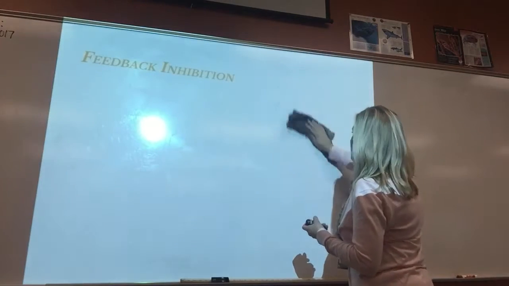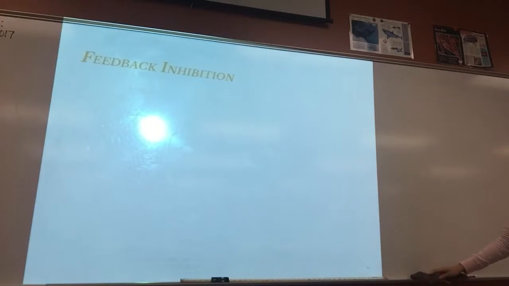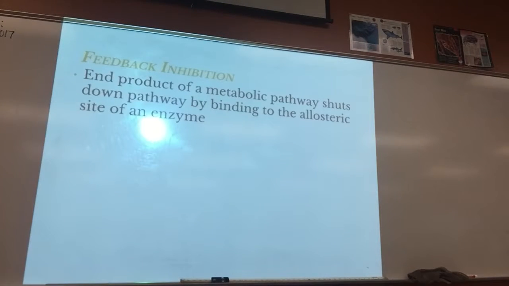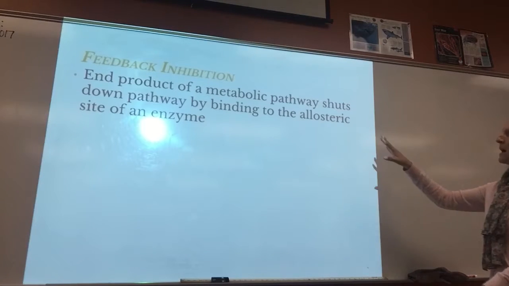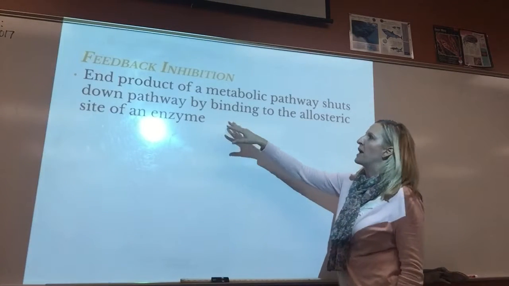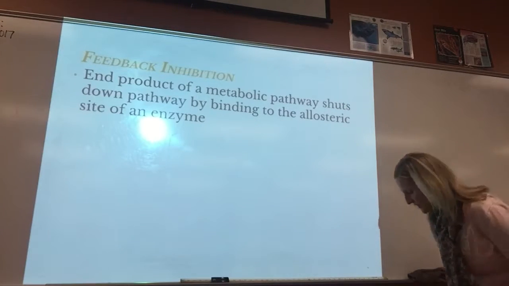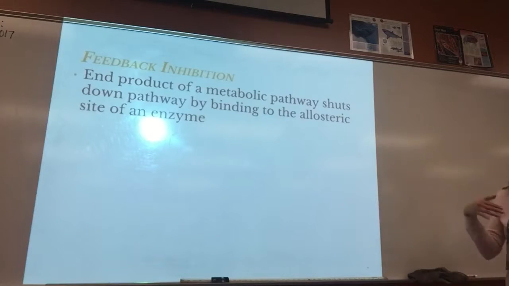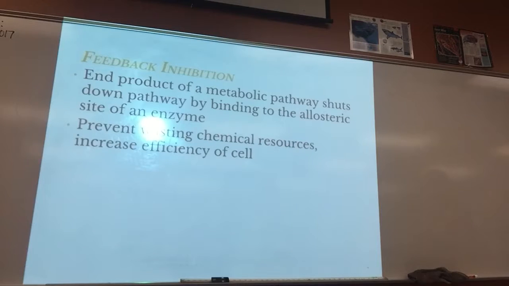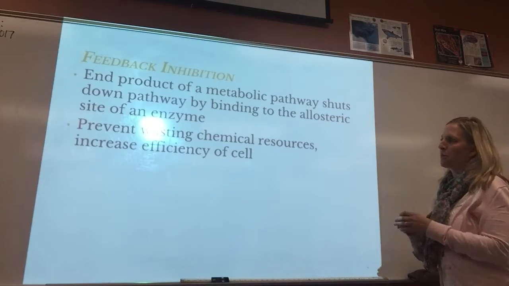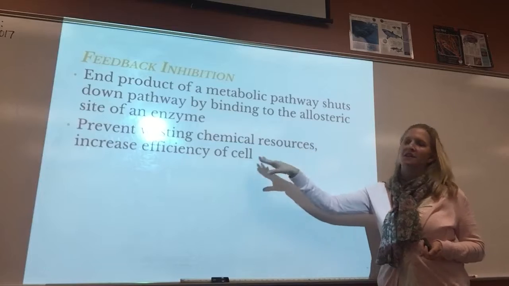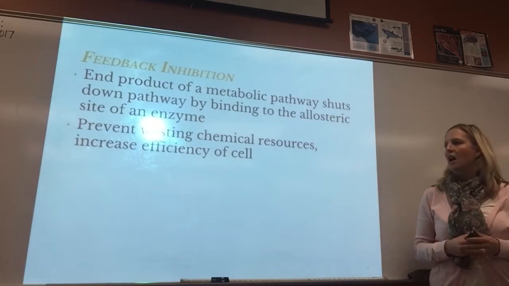And then the last thing about how we control the rate of reactions with enzymes is this thing called feedback inhibition. So the end product of a metabolic pathway shuts down the pathway by binding to the allosteric site, or that site away from the active site. The purpose of this is to prevent wasteful use of chemical resources and to increase the efficiency of the cell.